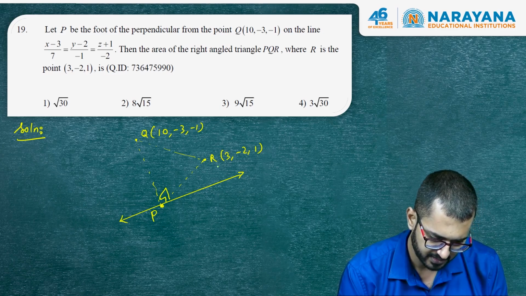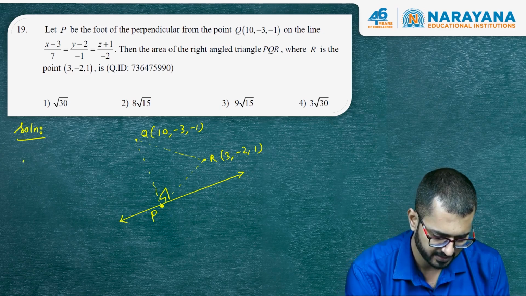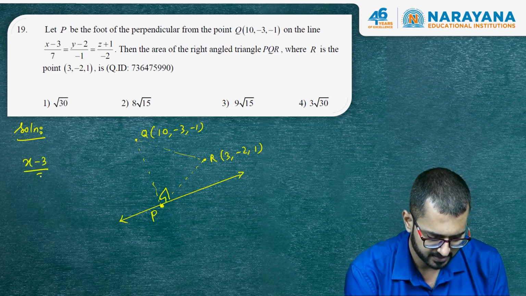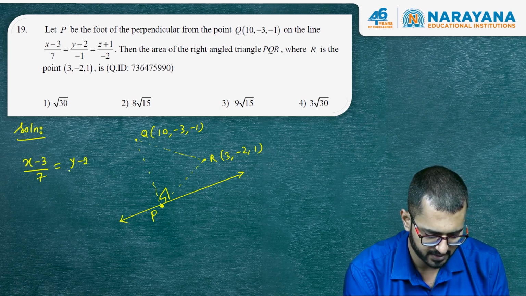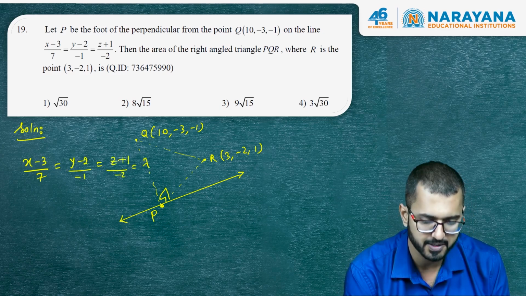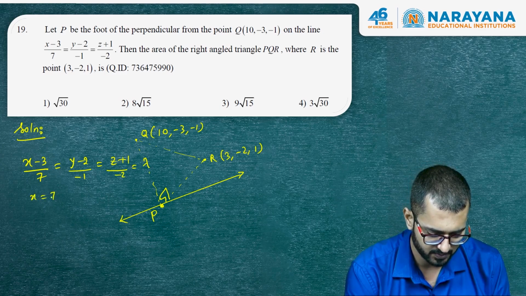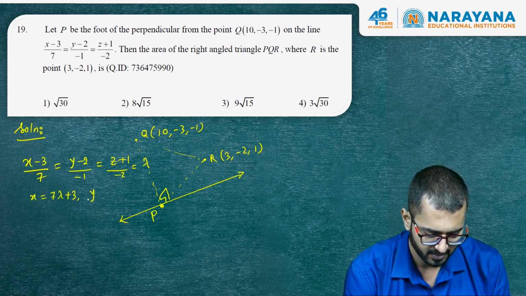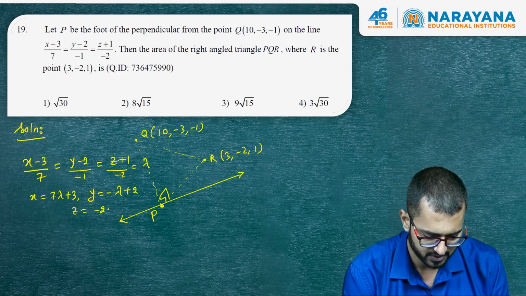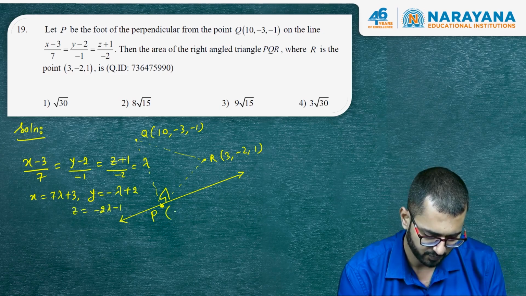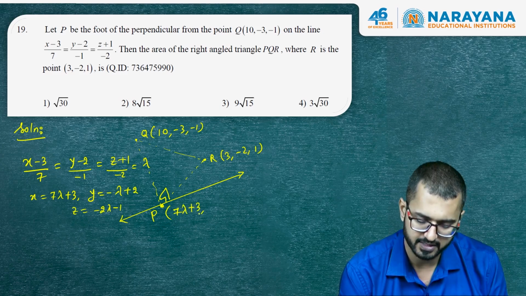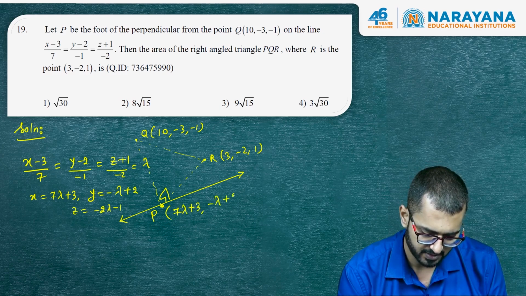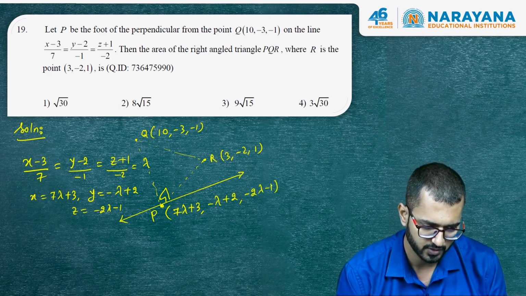a point on this line. So the line is given. We'll write down the line like this: x minus 3 upon 7 is equal to y minus 2 upon minus 1 is equal to z plus 1 upon minus 2 is equal to some lambda. So I'll be getting x equal to 7 lambda plus 3, y will be minus lambda plus 2, and z will be minus 2 lambda minus 1. So the point P we got is 7 lambda plus 3 comma minus lambda plus 2 comma minus 2 lambda minus 1.